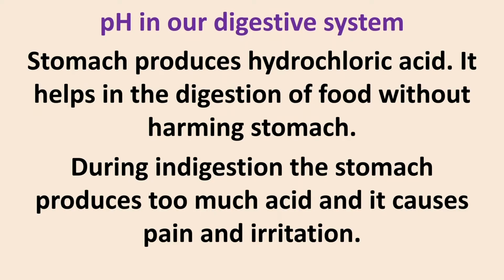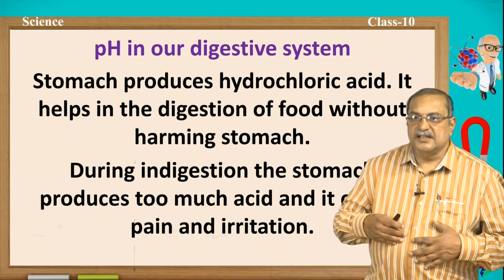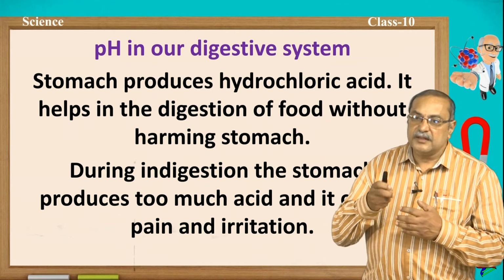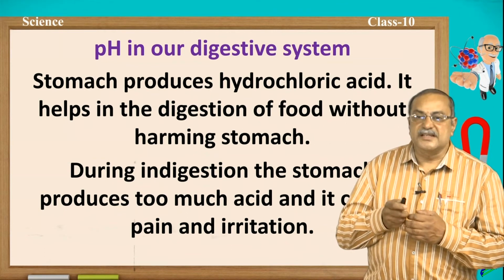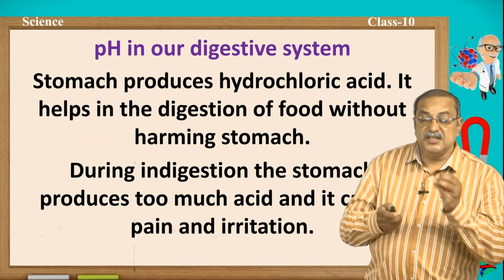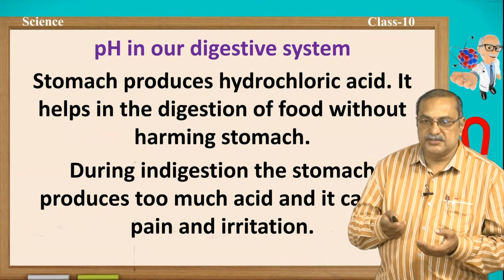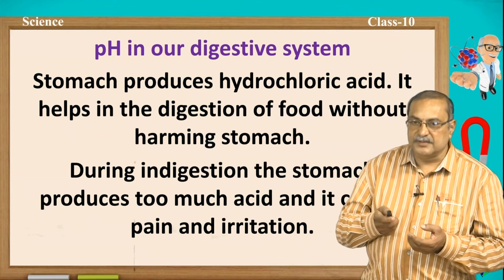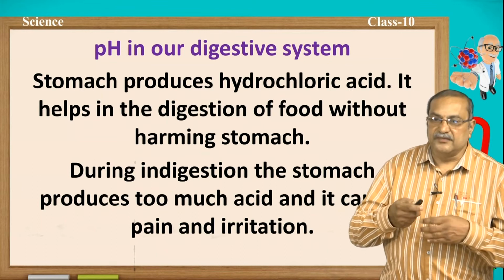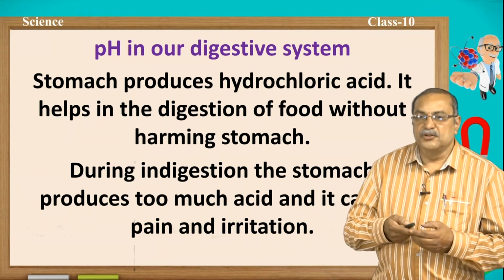Even in our digestive system, pH is very important. Why? Because our stomach produces hydrochloric acid. It helps in the digestion of food without harming the stomach. How? The stomach wall is lined with a mucous membrane. Inside the stomach, some special cells secrete mucus. This mucus prevents the action of hydrochloric acid on the tissues of the stomach, so it does not harm them, and the food digests easily.